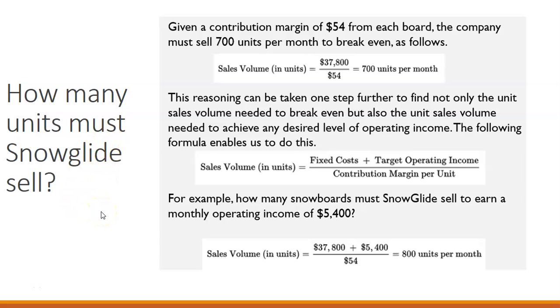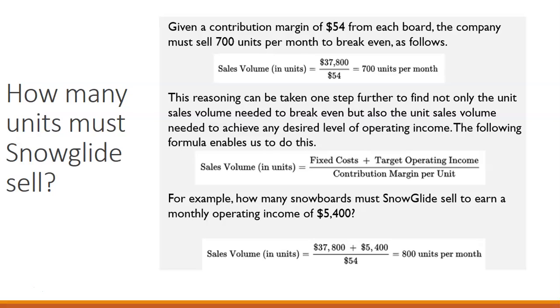Now we're going to look at those formulas with the Snow Glide example. So we have a contribution margin of $54 from each board. We have total fixed costs of $37,800. So given that information, we know that Snow Glide must sell 700 boards each month to break even.